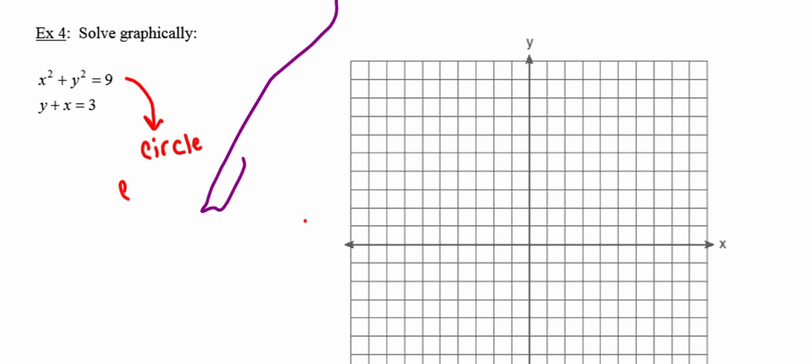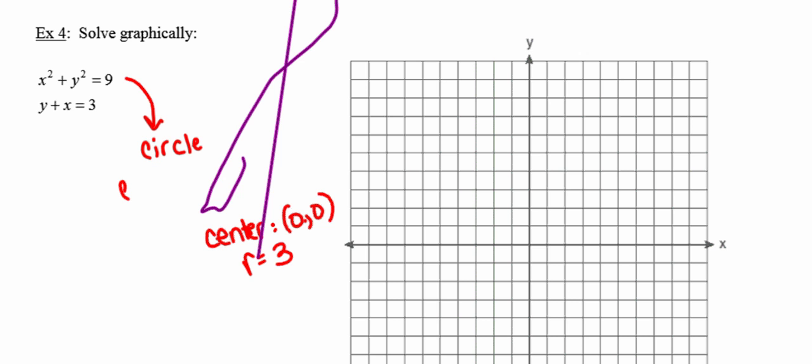At any rate, we said its center. Well, its center is going to have coordinates 0, 0. Its radius is going to have length of 3. All right, so I'm going to go ahead and head over to my graph now. Its center is right here at the origin. Its radius is of length 3.